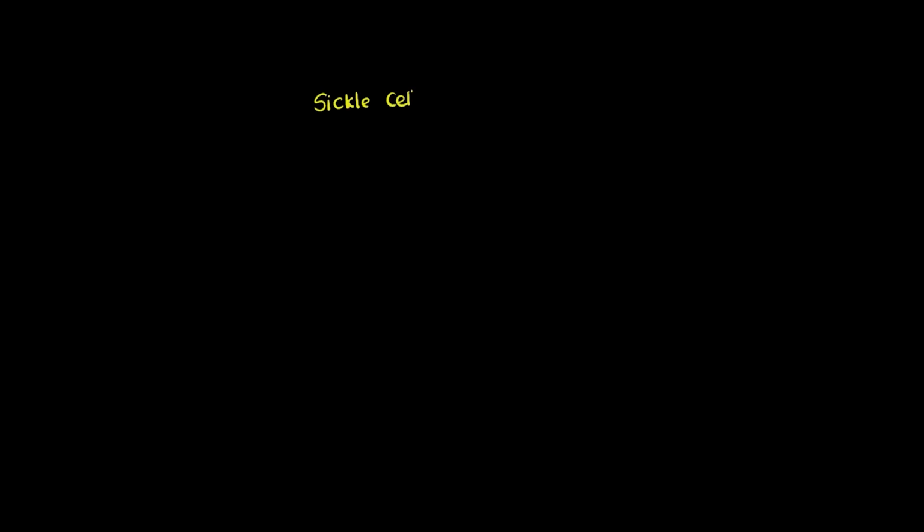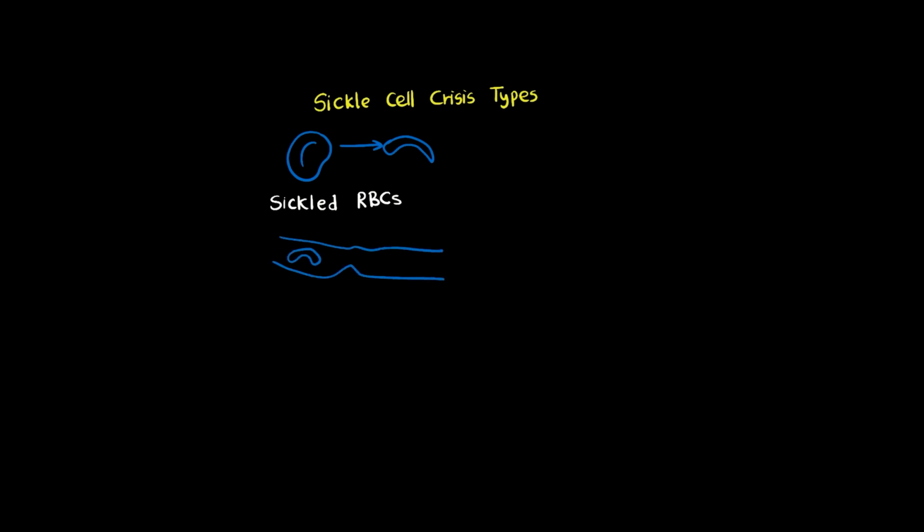Let's break down sickle cell crisis types to understand this presentation. In sickle cell disease, abnormal hemoglobin causes red blood cells to become rigid and crescent-shaped. These sickled cells can block small blood vessels, causing different types of crises.